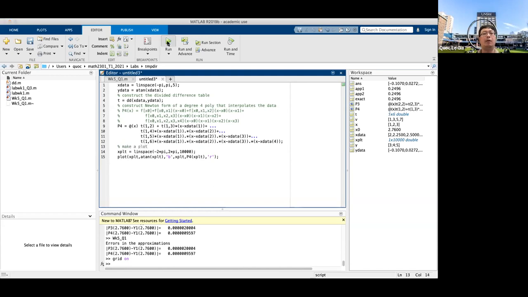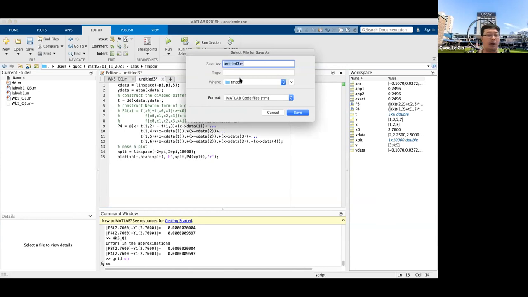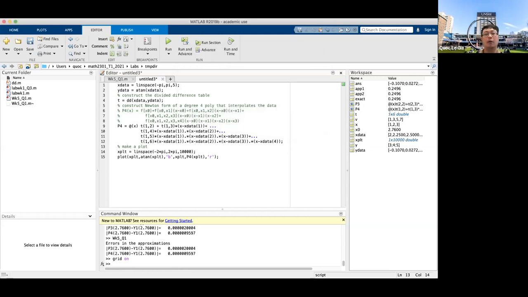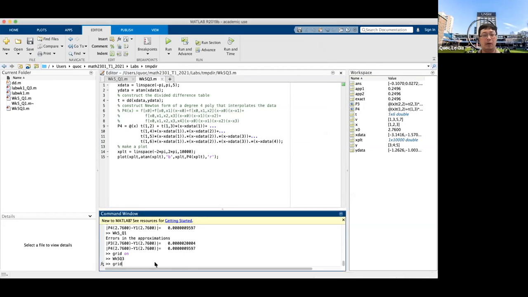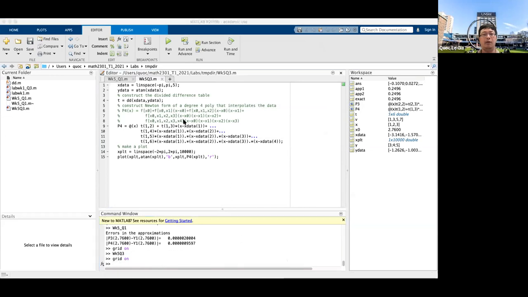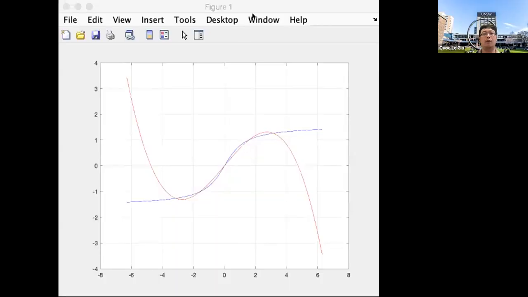Now let me run it. We have to save it first, so I save it as Week 5, question 3. Okay, so I can share the graph to you. I'll stop this first and then share the output. So you can see it.